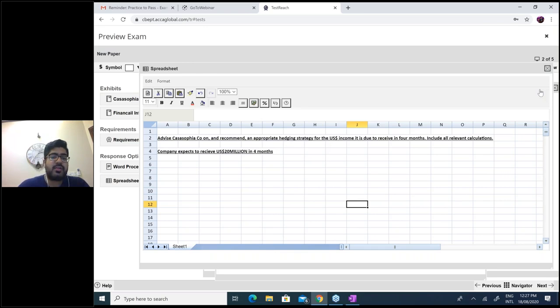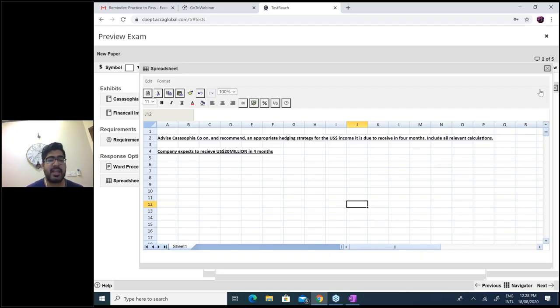So I am about to advise and recommend an appropriate hedging strategy for the US dollar income it is due to receive in 4 months. Now, the interesting portion is this US dollar income, $20 million. You need to advise and recommend an appropriate hedging strategy. The question won't ask you the name of the hedging strategy. You have to decide which hedging strategies to use. Commonly you should use futures, options and forwards. Ideally the appropriate strategy should be futures, options and forwards.